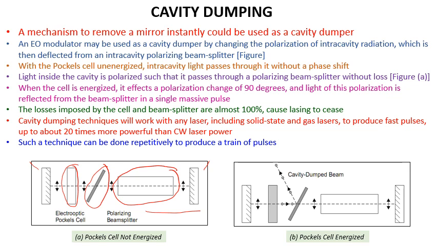So in this case you don't need to put any kind of polarizers around, like in the case of an electro-optic modulator, if you use only electro-optic modulators. And when it's not energized, it's off, the electro-optic Pockels cell, then you can see the beam is passing through, okay, and population inversion is building up. It's like the normal way.